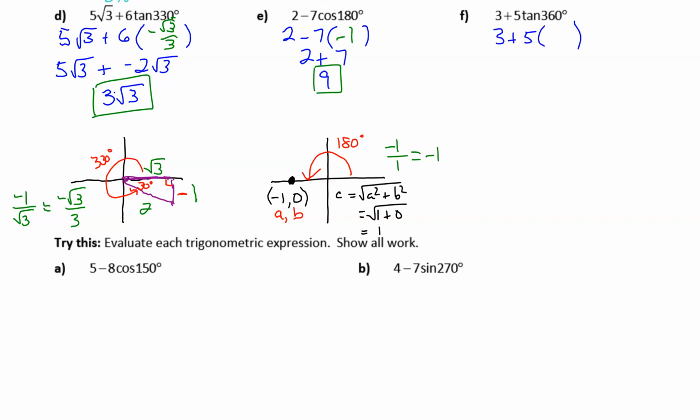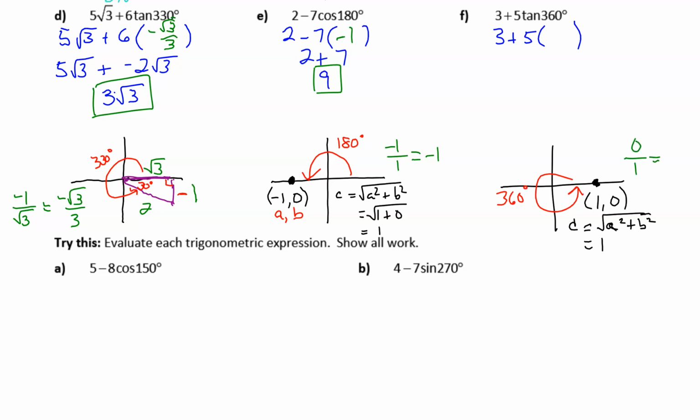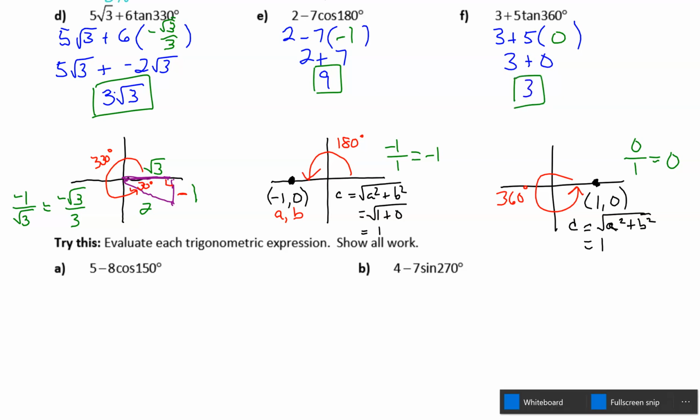In F, we'll need to find the tangent of 360, which is another quadrantal value. We can use any value that's positive for the x-coordinate, and then 0 will be the y-coordinate. Remember, those are our adjacent and opposite sides. C can be found using the Pythagorean theorem, and this value will again give us 1. So tangent of 360 equals the opposite over the adjacent, which is 0/1, or 0. Replacing tangent of 360 with this value, we now just need to do the arithmetic, multiplying first and then adding.